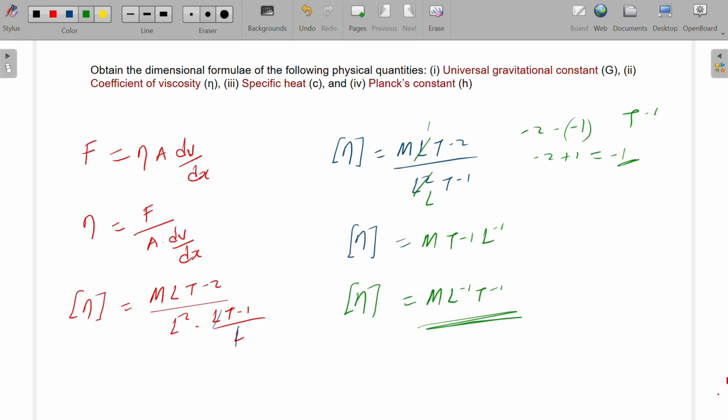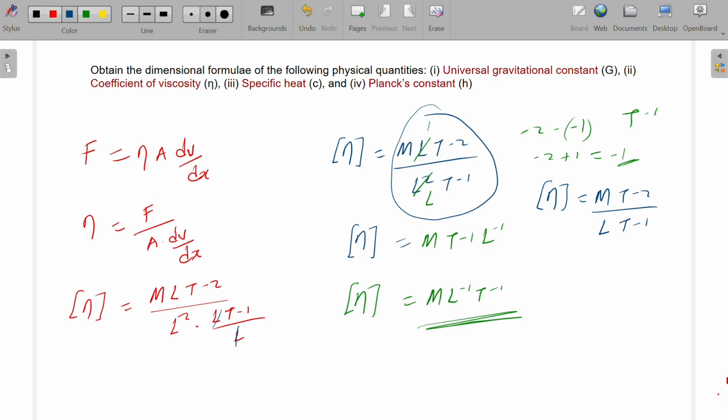What has happened here, if I was to take you through the process, at this stage here, maybe this stage might be confusing on how we came up with T to minus 1 and L to minus 1. So let's go back there and say we cancelled L on top and L squared down here, leaving L. So this is equal to, on top there, M. The L is cancelled, so we only have M, T to minus 2. Then down here we have L and we still have T to minus 1.